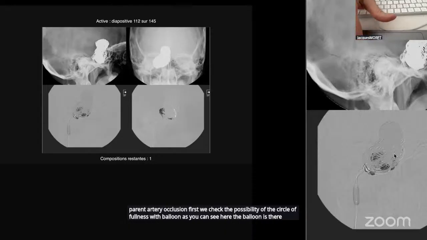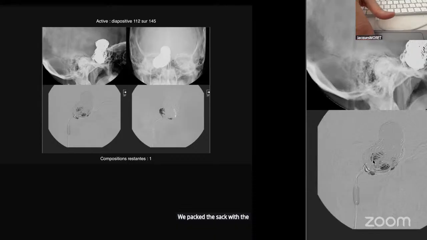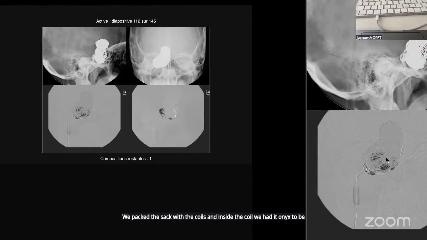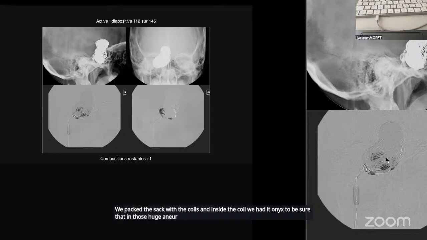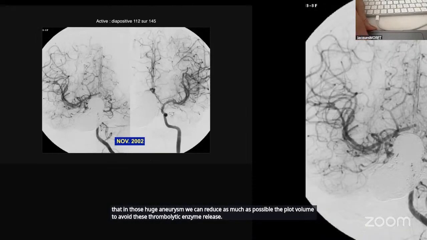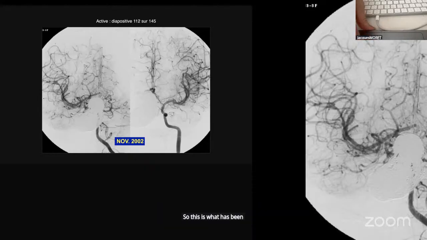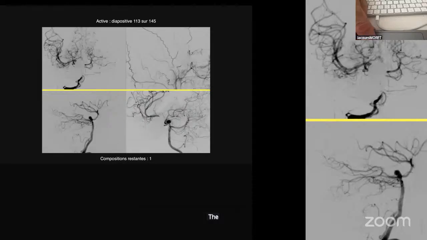And then we pack the sac with the coils, and inside the coils we added Onyx to be sure that in those huge aneurysms, we can reduce as much as possible the clot volume to avoid this thrombolytic enzyme release. So this is what has been done. This was in November 2002. The parent artery was closed.